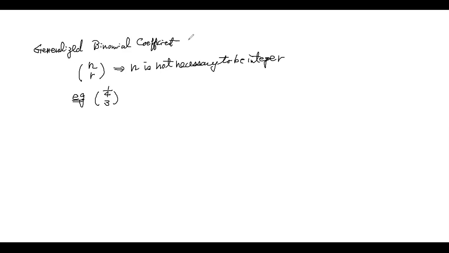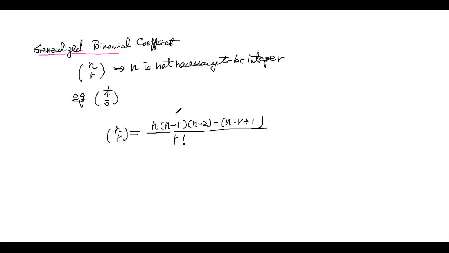In the generalized binomial coefficient, the formula is very similar. It's n choose r, and the bottom is the same thing, r factorial. The top is not n factorial anymore, because we cannot find the factorial of a non-whole number. So the top will just be n times (n minus 1), then times (n minus 2), and so on down to (n minus r plus 1). So basically, if your r is 3, you multiply 3 terms. If r is 4, you multiply 4 terms.